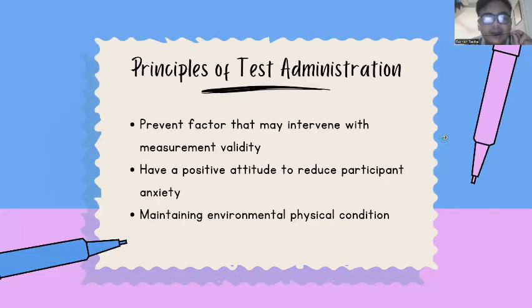So the second one is the principles of test administration. The first one is to prevent factors that may interfere with measurement validity. The second one is to have a positive attitude to reduce participant anxiety. And the final one is maintaining environmental and physical conditions.